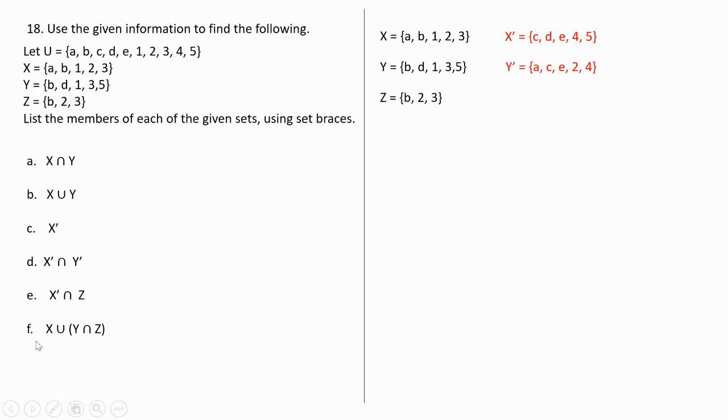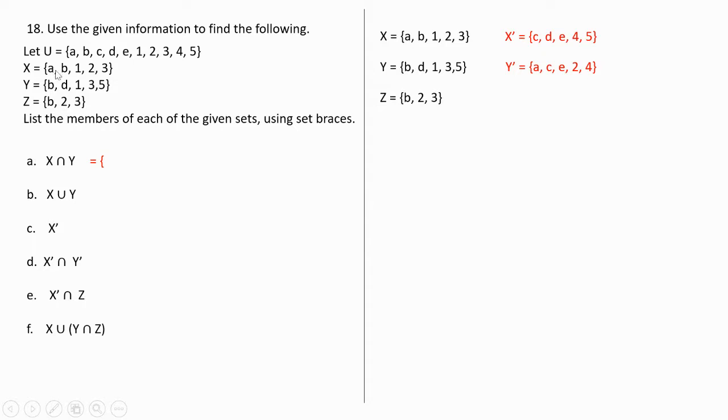Okay, now Z equals B, 2, 3. Right here, we don't have not Z, so we don't have to worry about Z not. Now, hey guys, this means intersection, or "and." Or like I like to say, what do set X and set Y have in common? Okay, let's look at set X and Y.